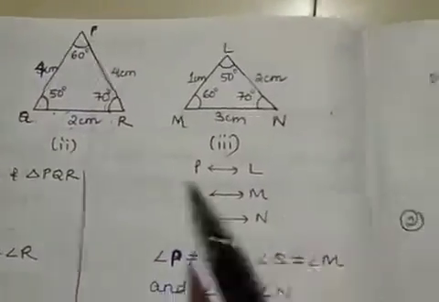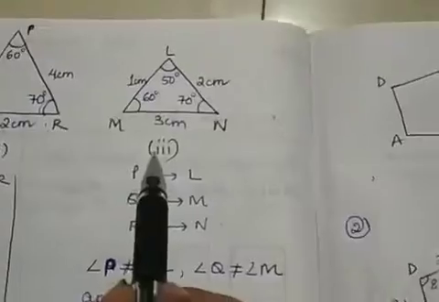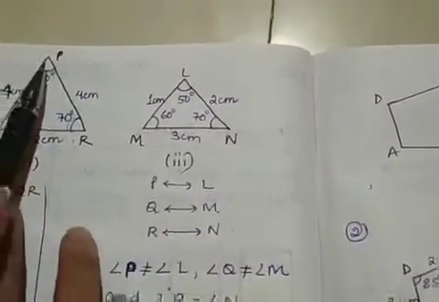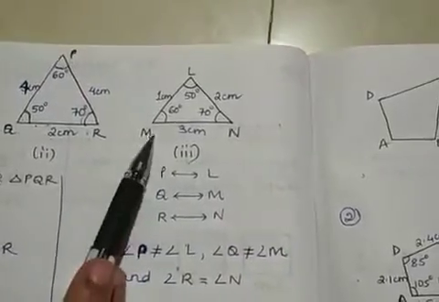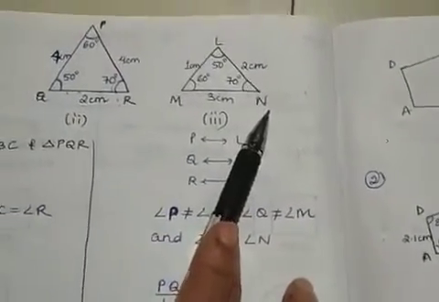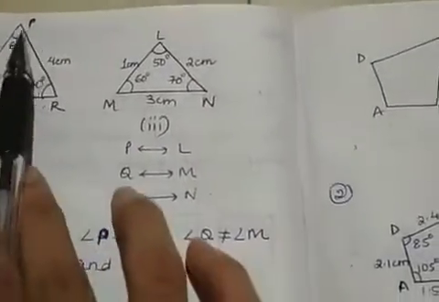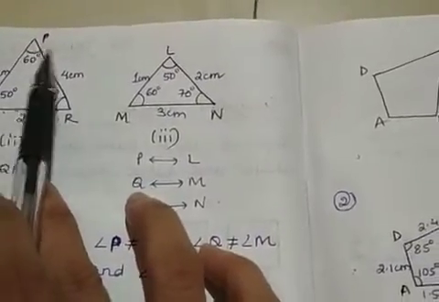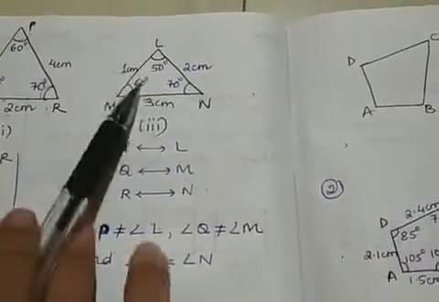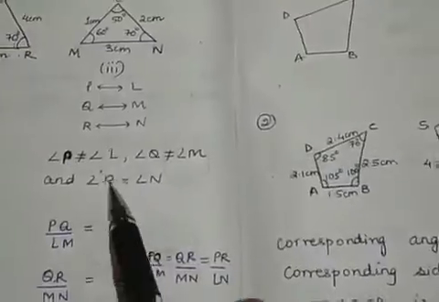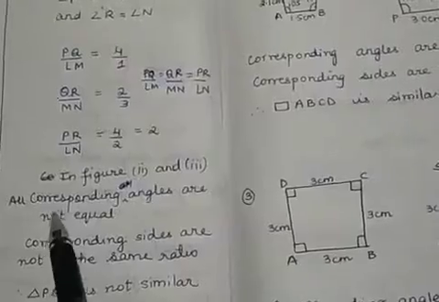What if I take these two figures 2 and 3? The vertices which are corresponding are P and L, Q and M, and R and N. It can clearly be seen that the corresponding angles are not equal. The angles are 60 here and 50, 50 and 60, 70 and 70. So all three angles are not equal, correct? So in the figure, all corresponding angles are not equal.